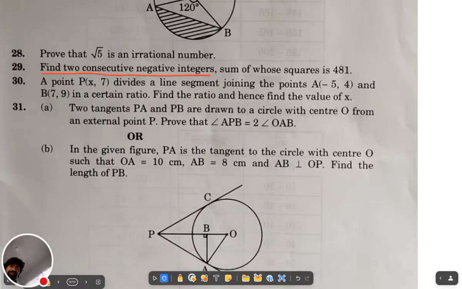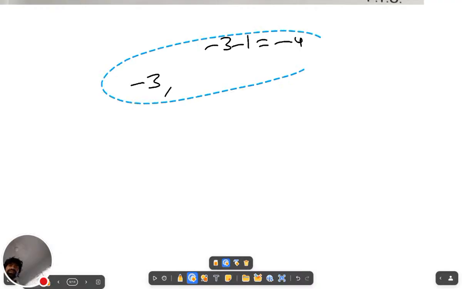Okay. So how will the negative integers be? For example, if minus 3 is the first negative integer, to get the next negative integer you have to add minus 1. If you add minus 1, you will get minus 4. So minus 3 and minus 4 are two consecutive negative integers. That means when you know the first negative integer, to get the next one, we have to add minus 1.